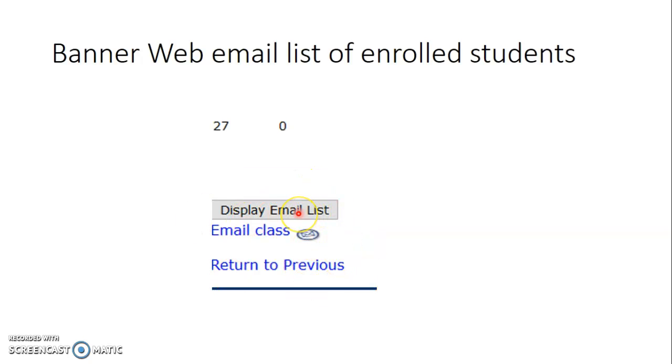But if you go to Banner Web and you go to Class Summary, you will find something called Display Email List. If you click on that, it opens up a box which lists all of the email addresses and all the names of the students who are currently in the class, whether they enrolled and withdrew or whether they just are still enrolled. So it's kind of everybody. And of course you don't want to send an email out to somebody who has withdrawn, so you'll have to remove those from the list when you start making your new contact.